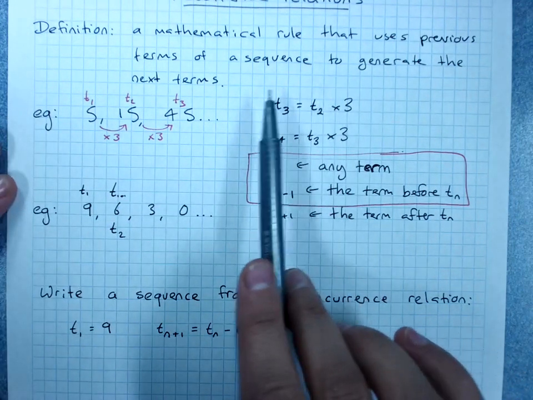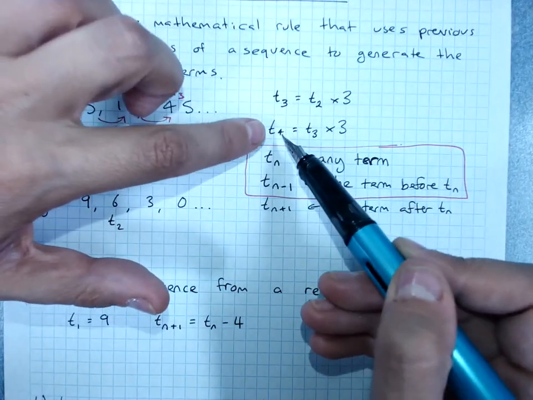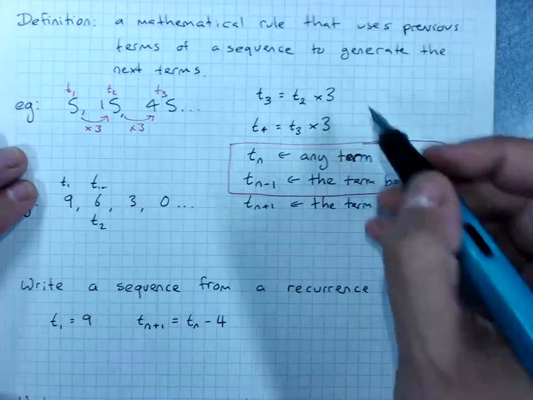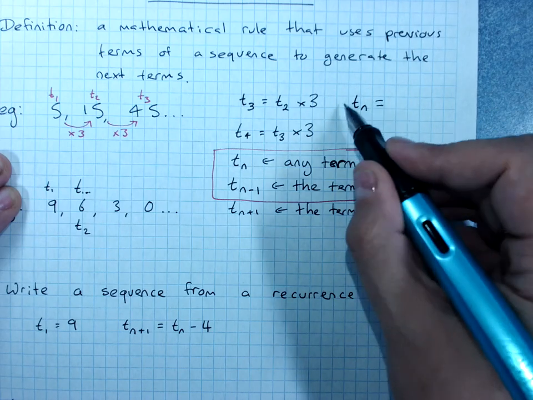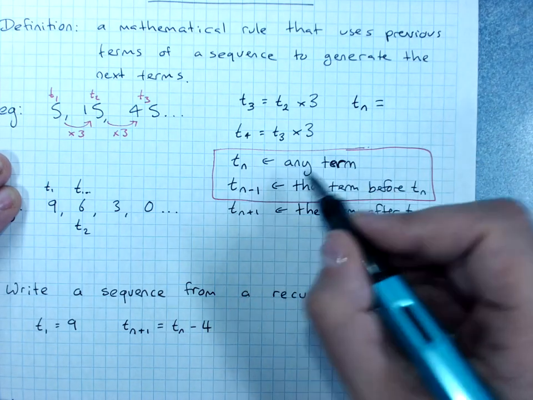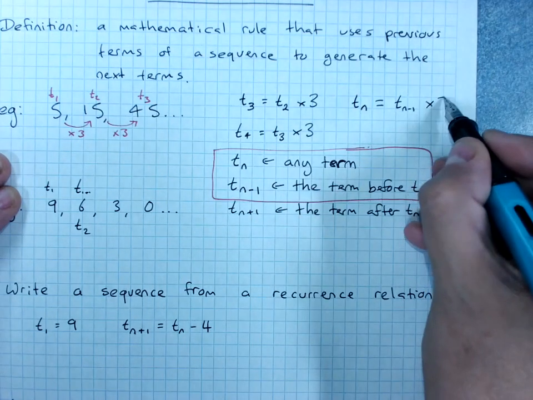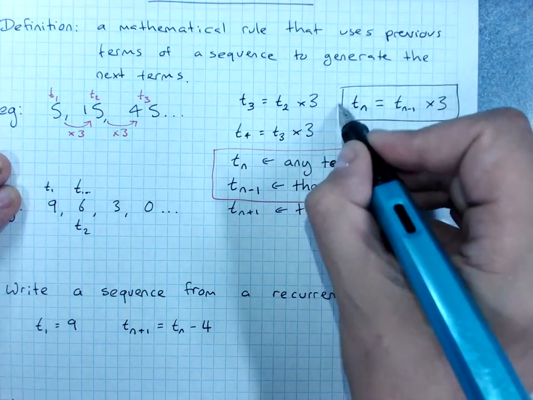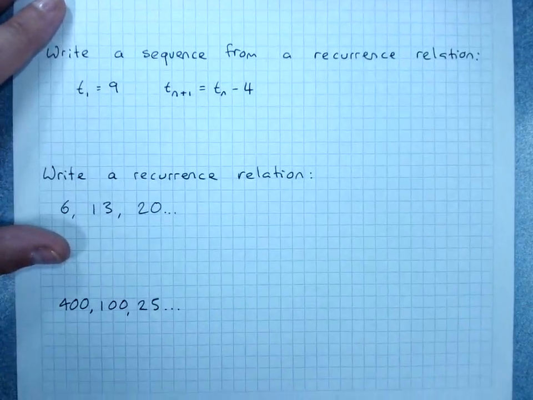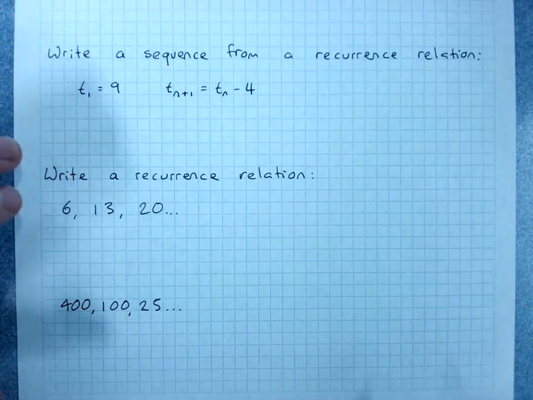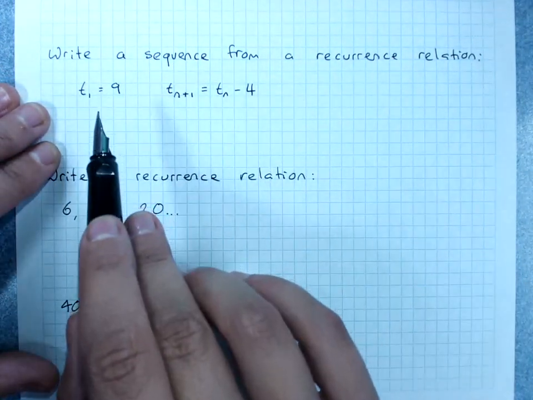So let's take this rule and try to write an overall rule. I don't want T3 or T4 or T7. I want any term, Tn. And I get any term by taking the term before it, Tn minus 1, and multiplying by 3. That's the rule of this recurrence relation pattern. So now that we know that terminology, and it will take some practice to get that into your head, you can write a sequence given that rule.